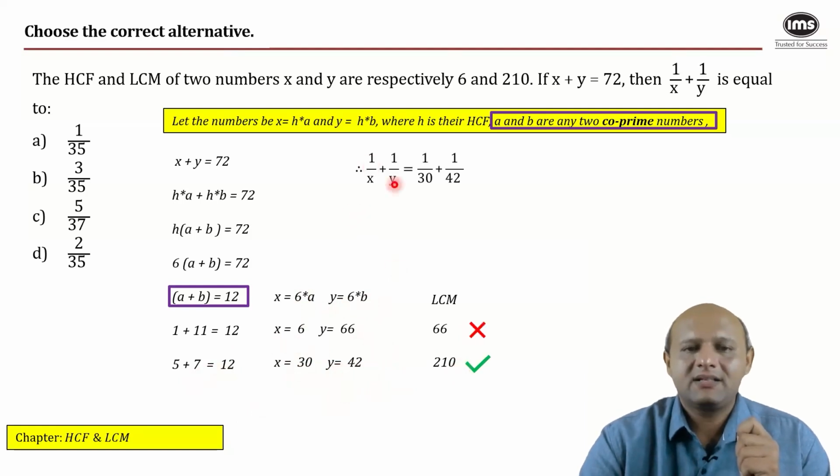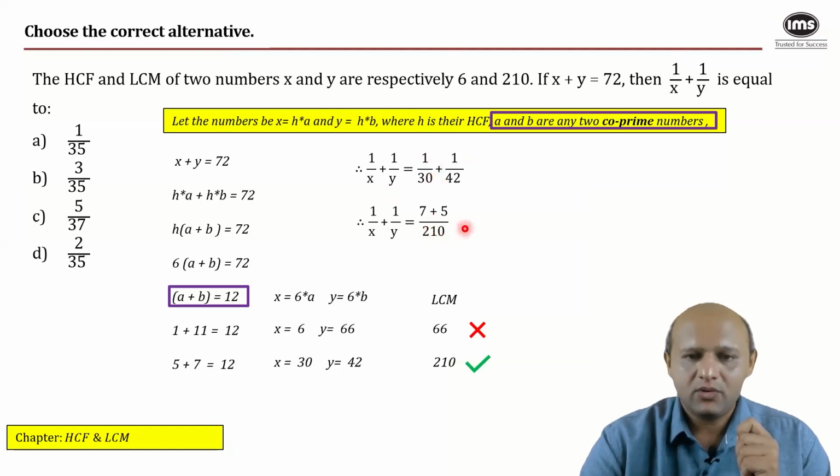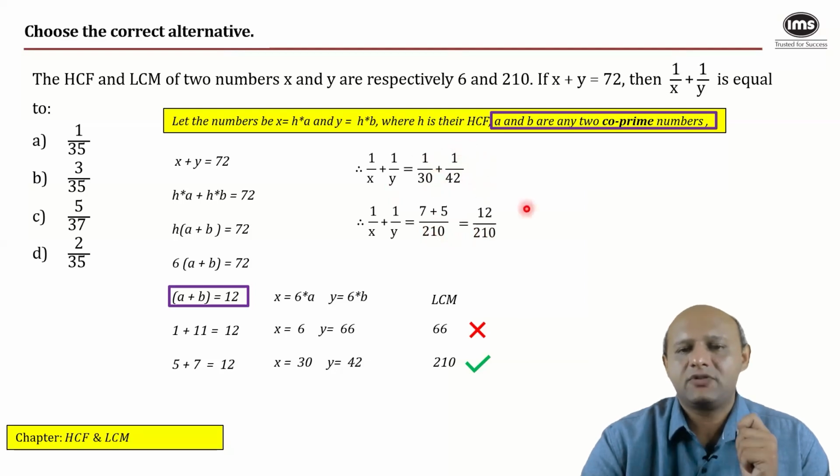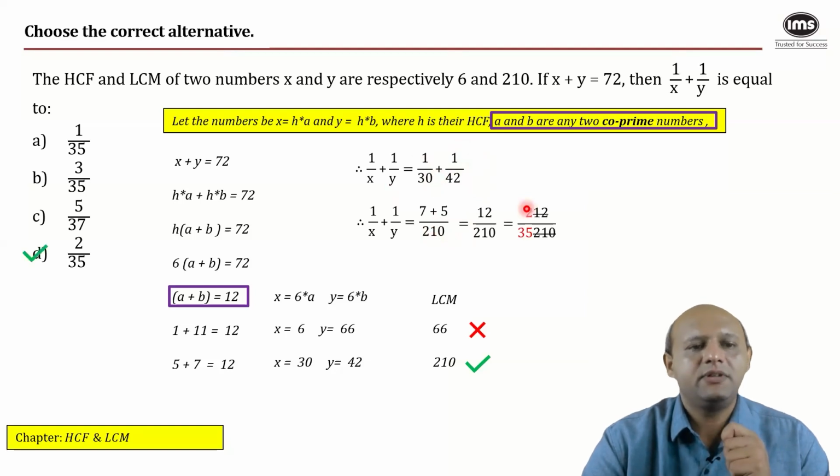Therefore, 1 by x plus 1 by y is equal to 1 by 30 plus 1 by 42. The LCM would obviously be 210, that is 30 times 7 and 42 times 5. 7 plus 5 is 12. This cancels 6 two times, and 6 thirty-five times. So therefore, the answer is 2 by 35.